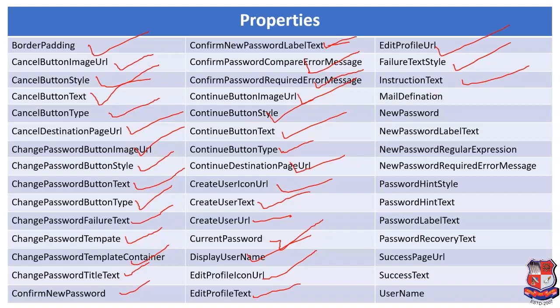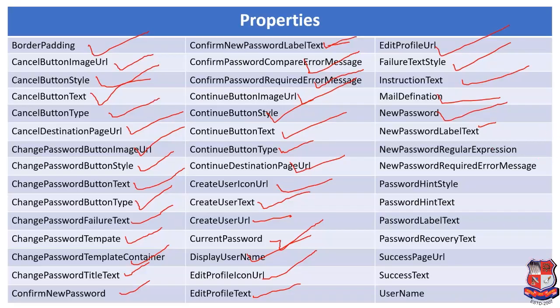Next is mail definition. It is used to retrieve a reference to a collection of properties that defines the email message that is sent to the user after they have changed their password. Next is new password. It is used to retrieve the new password entered by the user. New password label text. It is used to retrieve or specify the label text for the new password text box.